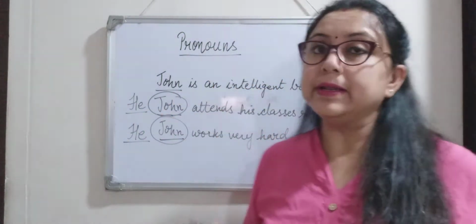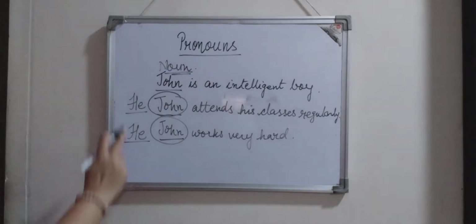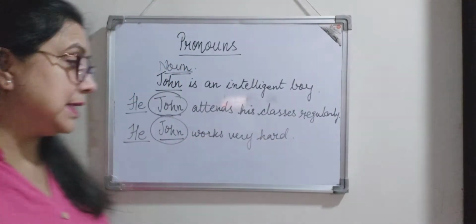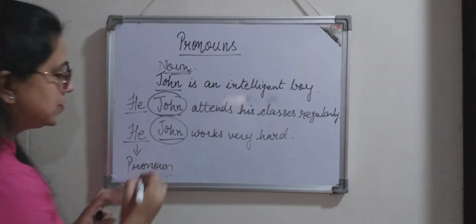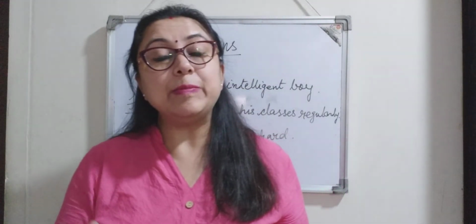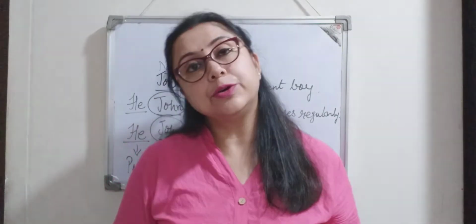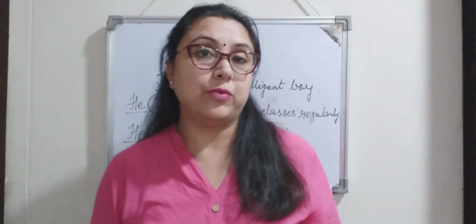Now, since John is a noun, right? I repeat, John is a noun. Now we are using the word he in place of a noun. So the word he is a pronoun, right? So those words which can be used in place of a noun, I repeat, the words which can be used in place of a noun, they are called pronouns. So I hope what exactly a pronoun is is now very clear to all of you.